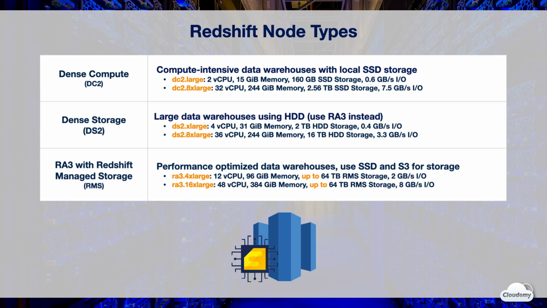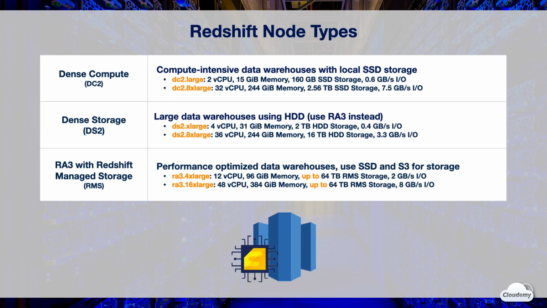For new data warehouses, AWS recommends using RA3 nodes instead of DS2, to get more storage and better performance for the same on-demand cost. DS2 nodes offer two options, DS2 Extra Large and DS2 8x Large. Each DS2 Extra Large has 4 vCPU, 31 GB memory, 2 TB HDD storage, and supports 0.4 GB I/O per second. Each DS2 8x Large comes with 36 vCPU, 244 GB memory, 16 TB HDD storage, and supports 3.3 GB I/O per second.